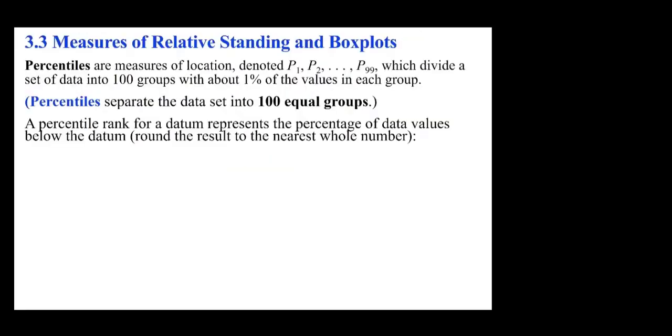it's considered unusual. Percentiles are measures of location denoted P1, P2, P3, etc., P99, which divide a set of data into 100 groups with about 1% of the values in each group. Percentiles separate the data set into 100 equal groups. A percentile rank for a datum represents the percentage of data values below the datum. Round the result to the nearest whole number. Here's how the percentile works: number of values below x divided by the total number of values. Now that 100% just changes it to a percentage.